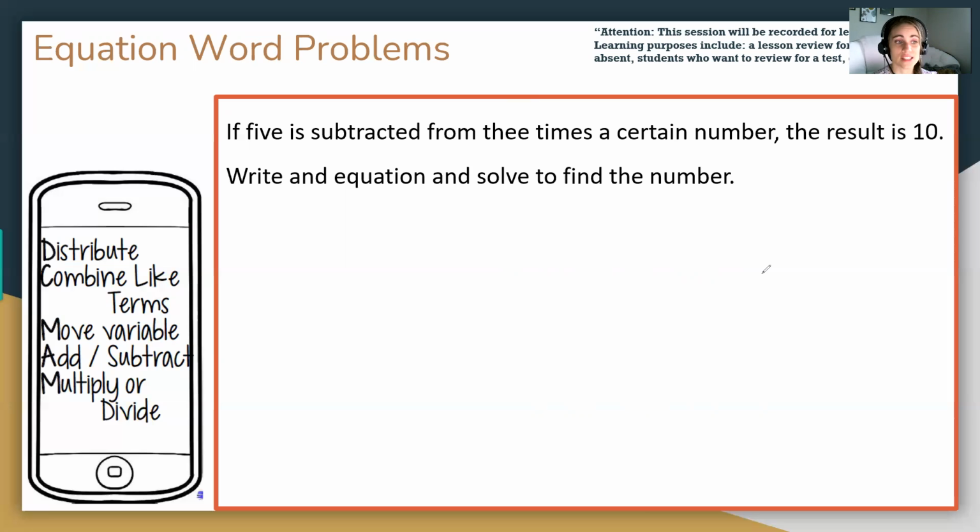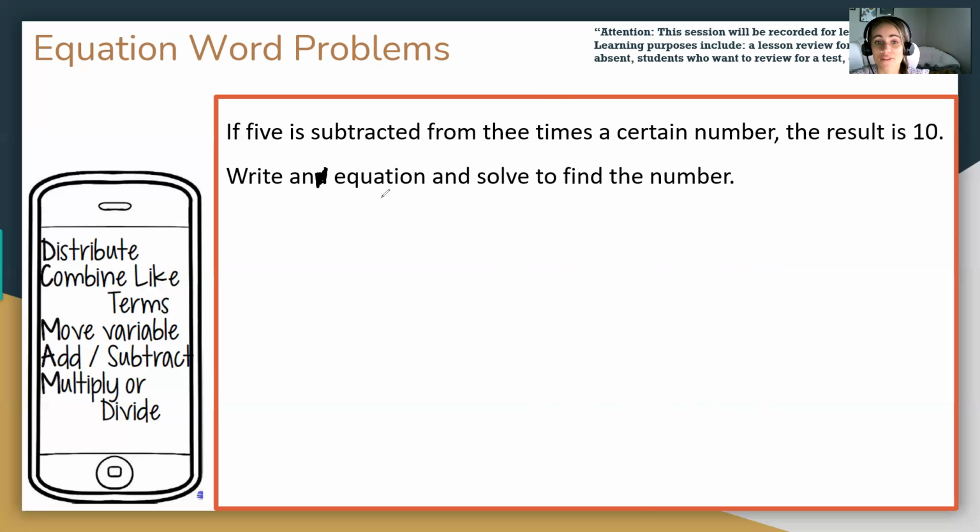If 5 is subtracted from 3 times a certain number, the result is 10. Write, oops, I got a typo. Write an equation and solve to find the number.